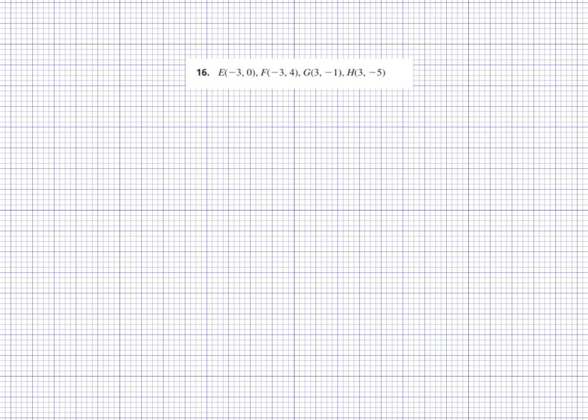All right, so let's graph this. So I'm just looking at my values here to see how big my graph can be. Okay, so the biggest number is a 5 or -5 or whatever. So I'm just going to put it right in the middle and use the go by fourths again on the grid. So -3, 0, 1, 2, 3 is E. F is at -3, 4. 1, 2, 3, 4. So -3 up 4.